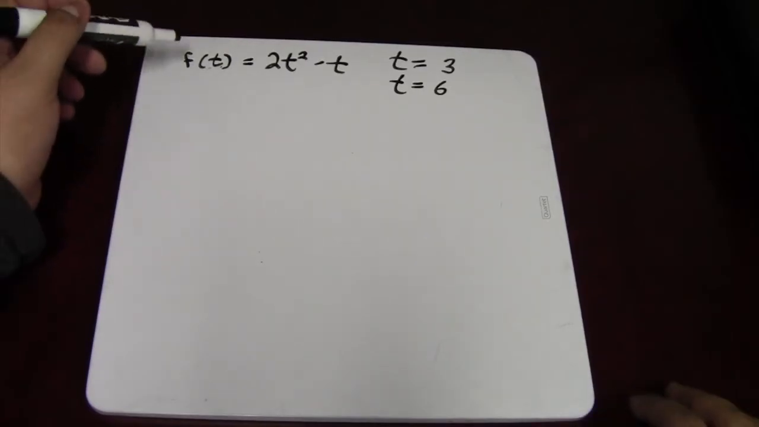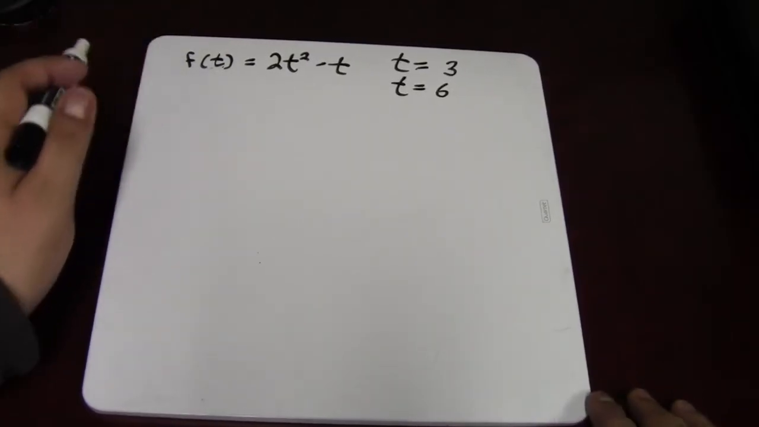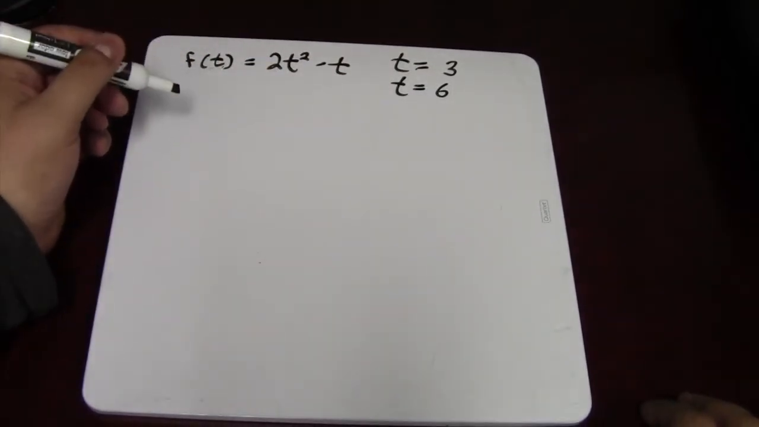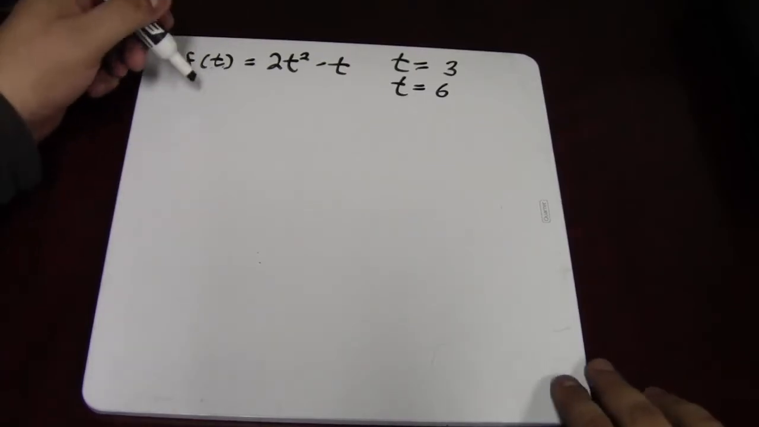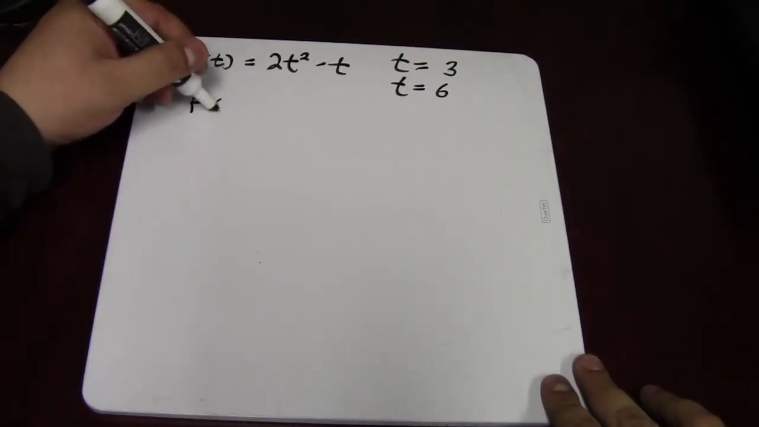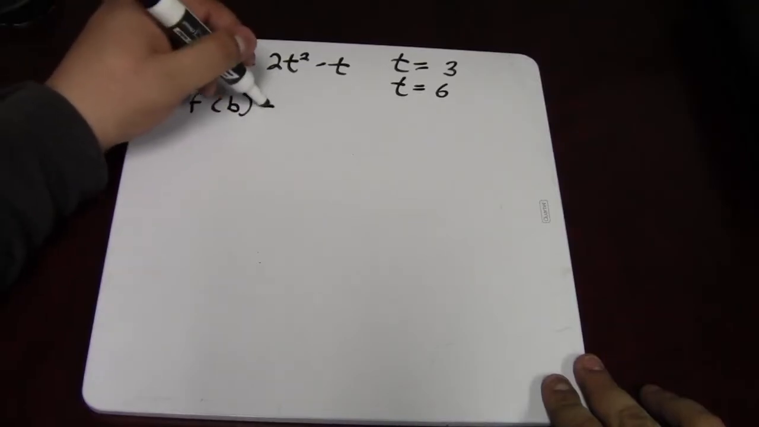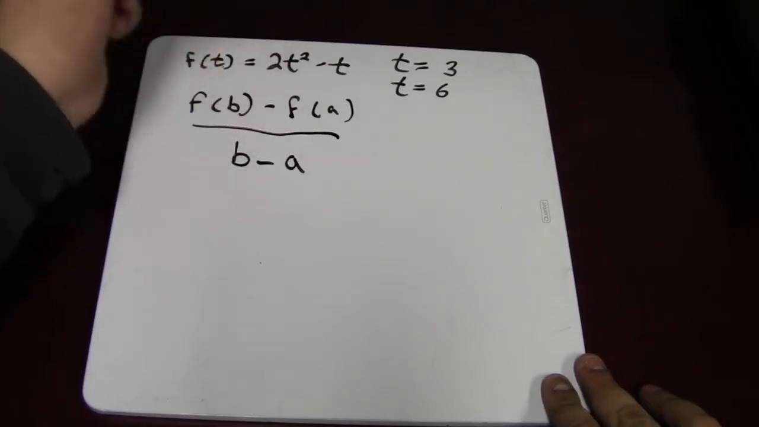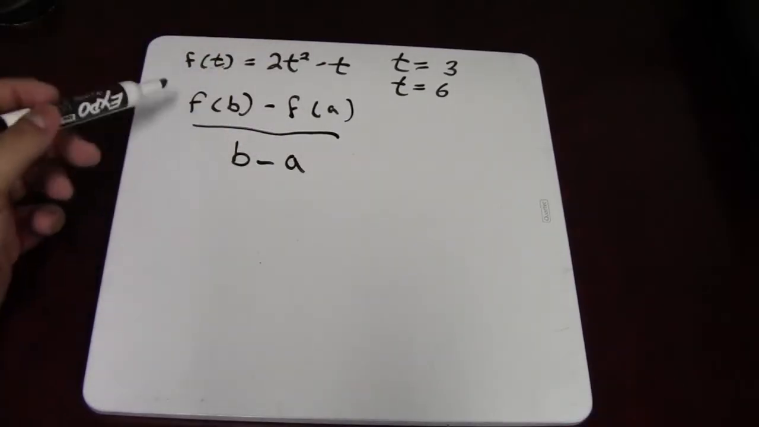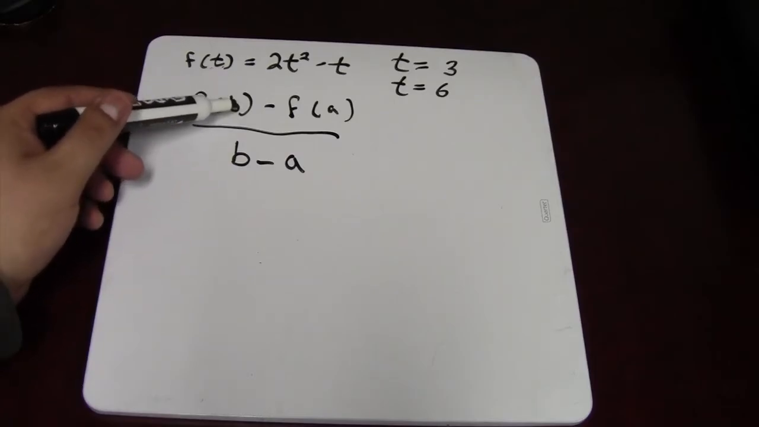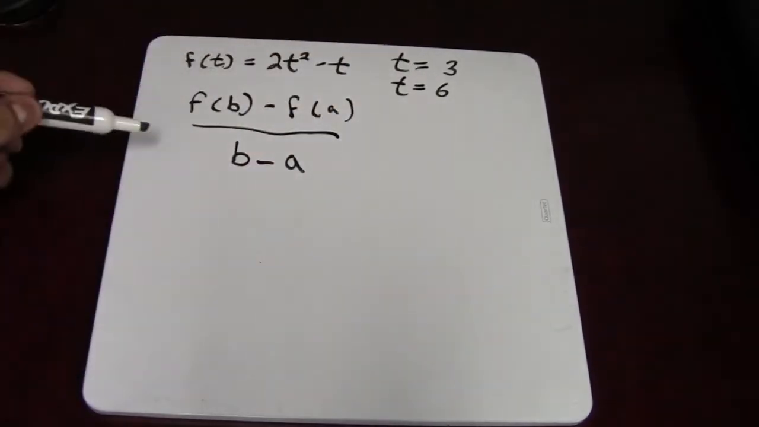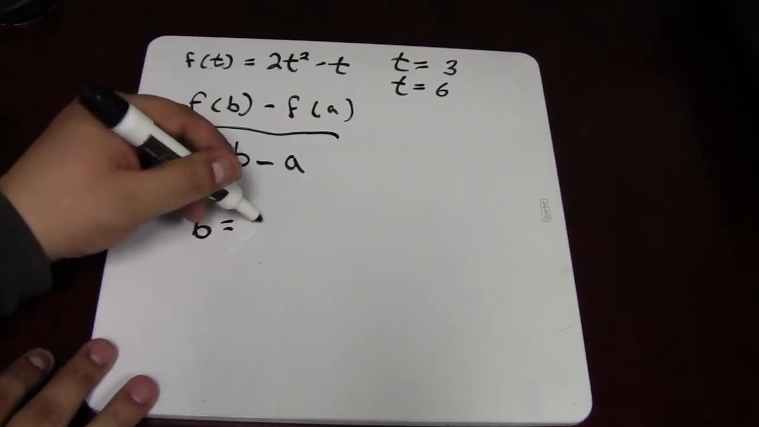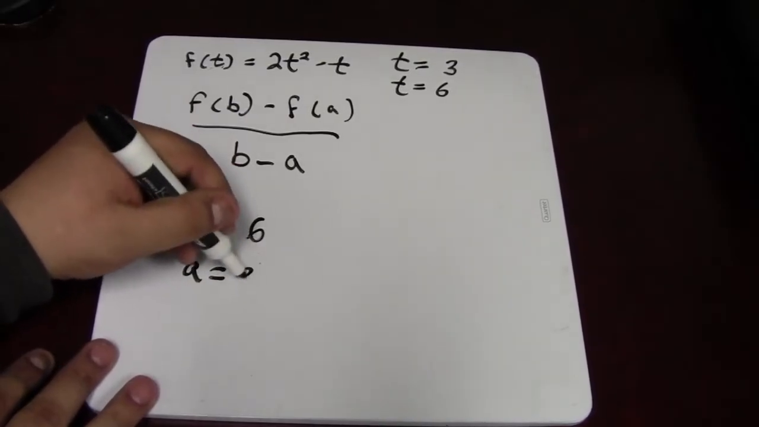Alright, so we have a function here, f of t is equal to 2t squared minus t. And you see here we have a t equals 3 and a t equals 6. If we recall, the rate of change is equal to f of b minus f of a over b minus a. And what I like to do is have b equal to the bigger number. So we're going to let b equal 6. So in this example, b is equal to 6 and a is equal to 3.